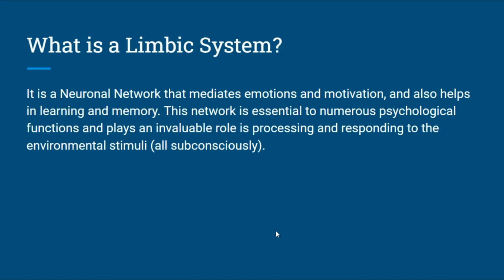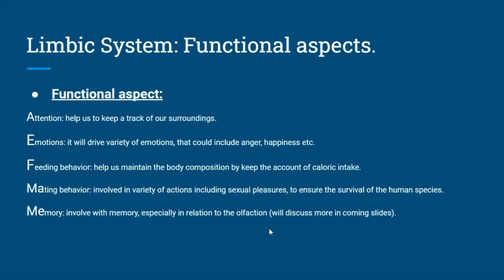So, what is a limbic system? It is a neuronal network that mediates emotions and motivation, and it also helps in learning and having new memories. To create new memories, this network is essential for numerous psychological functions and plays an invaluable role in processing and responding to environmental stimuli. And everything is going to happen all subconsciously.